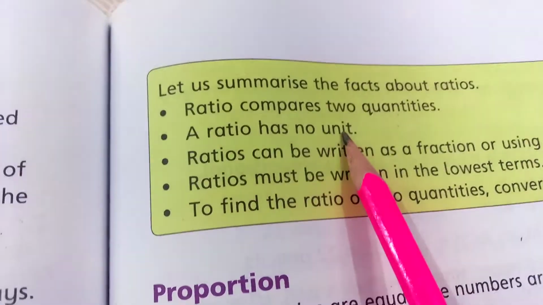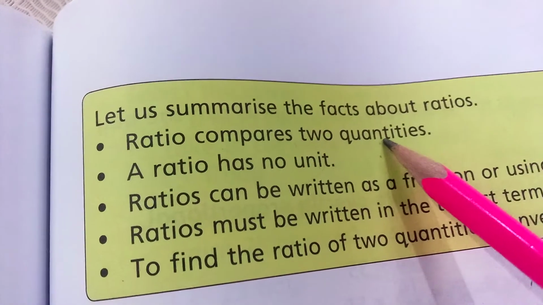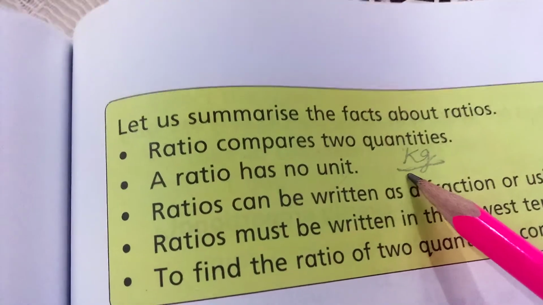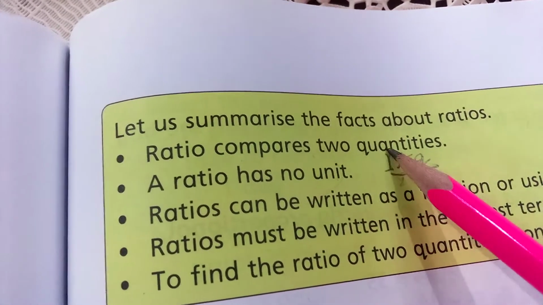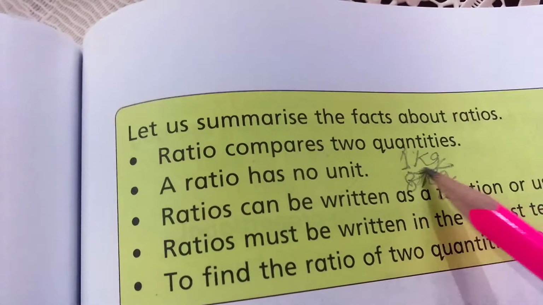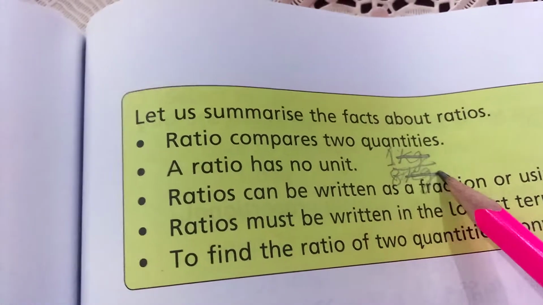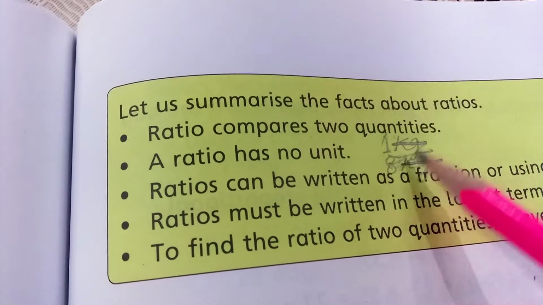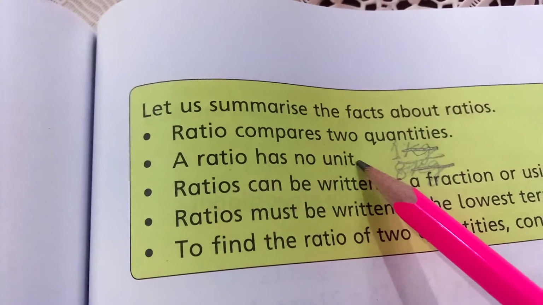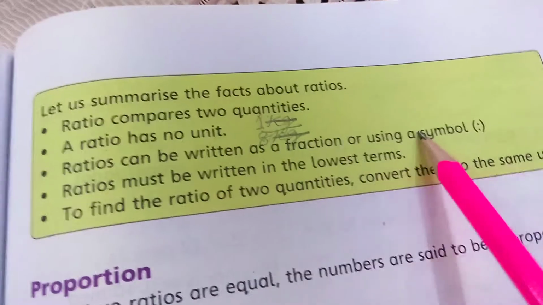It has no unit. For example, how is it not a unit? If I say 1 kg of sugar with 8 kg of water, kg is a unit, and according to the rule, a numerator can be cancelled by a denominator, and now it has no unit because the units are cancelled out. That's why a ratio has no unit, because it's a relationship between two values. Ratios can be written as a fraction or using a symbol.